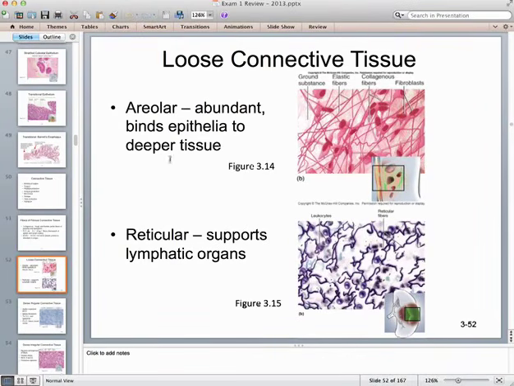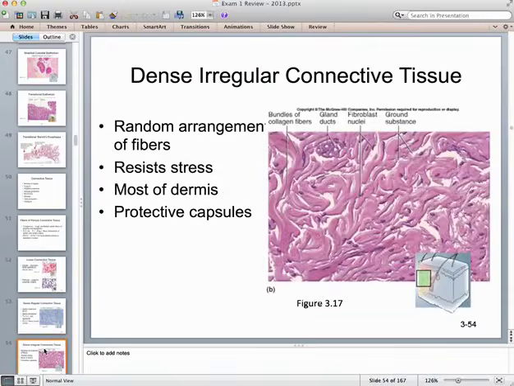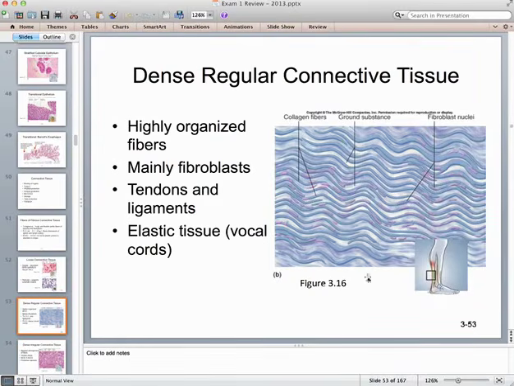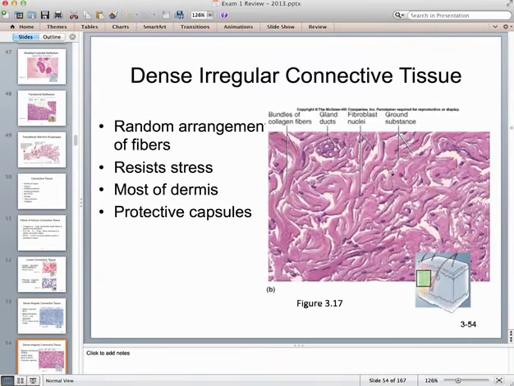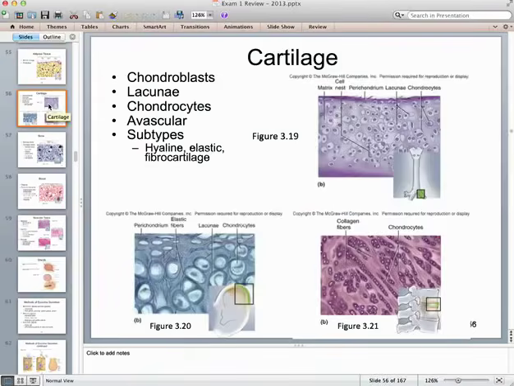So understand that difference. We have 2 types of dense connective tissue. We have dense regular and dense irregular. I think just from the image, it's obvious what the difference is. Again, I would know where you find these. So, a ligament or a tendon, dense regular. Dense irregular, you're going to find in certain layers of the dermis. Adipose tissue, just another type of tissue to be familiar with.